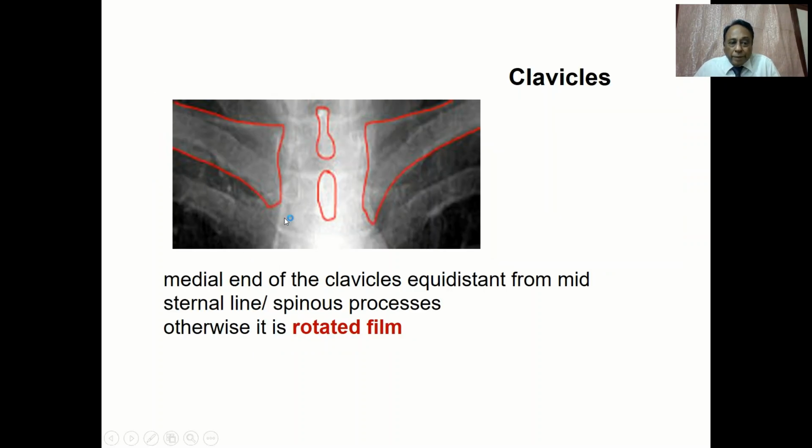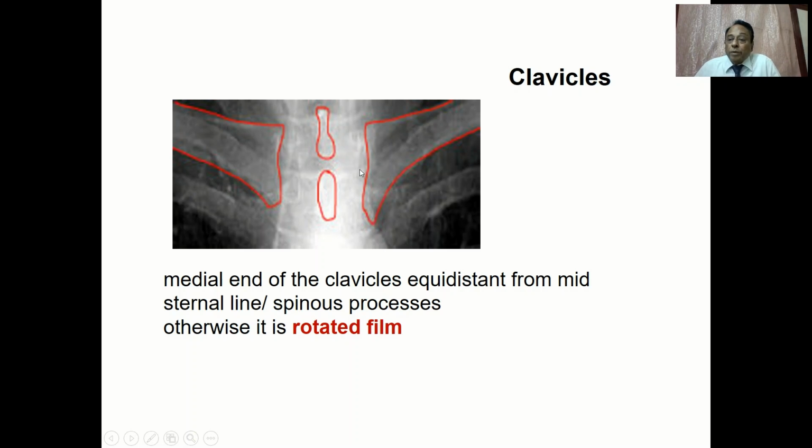Look at the medial end of the clavicles. If the medial ends of the clavicles are equidistant from the mid-sternal line or the spinous process, it is a normal film. Otherwise, if it is not equidistant, it is a rotated film.